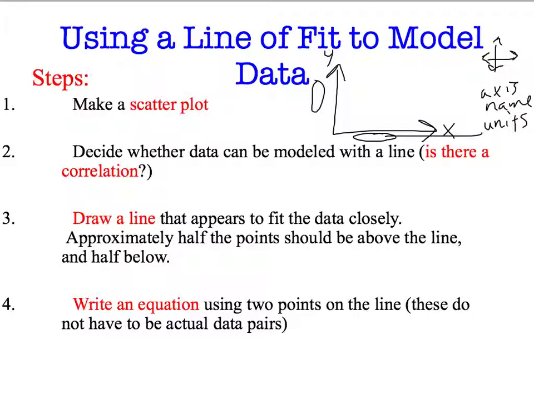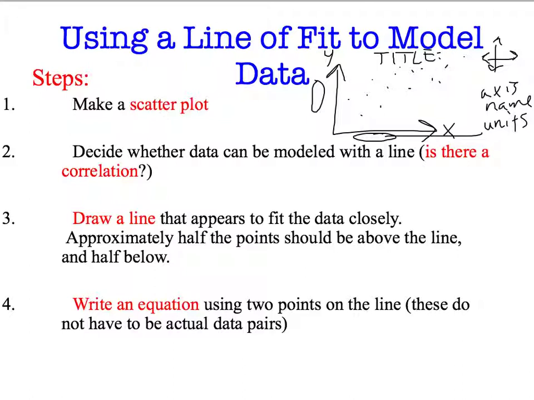Okay, so then what you'll do is you'll plot your data, and you'll plot them as a scatter plot. A scatter plot means that you have individual points. So you get a bunch of points, and this one right here looks like a positive correlation because y is increasing as x increases. Now that you have your scatter plot, and you'll also want to make sure to write a title on that, you get to do step 2, which is deciding whether the data can be modeled with a line.